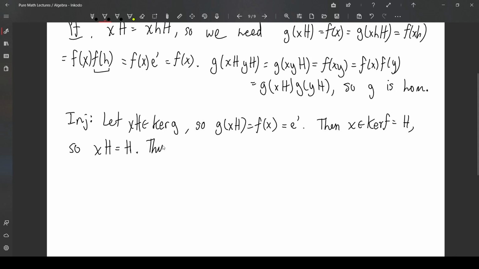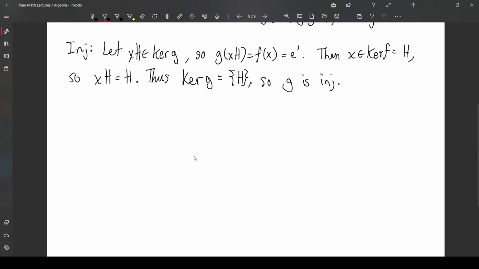Thus, the kernel of g is just equal to the trivial subgroup of the quotient space, right? It just contains the identity coset. And thus, g is injective, right? Remember that we proved for homomorphisms, injectivity is the same as the kernel being trivial.